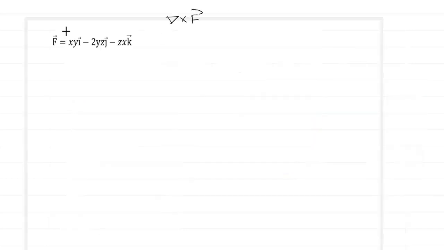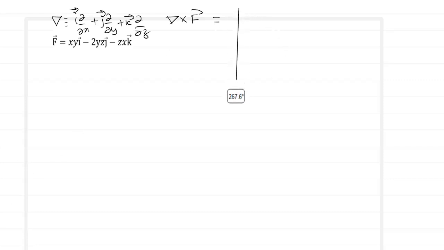So, what has been given about F vector? F vector is xy i minus 2yz j minus zx k. What do you know about del? Del is the operator i dou by dou x plus j dou by dou y plus k dou by dou z. So, this is going to be my del. When I want del cross F, the cross product is the determinant. So how to get the determinant? I will have to write the inputs now.